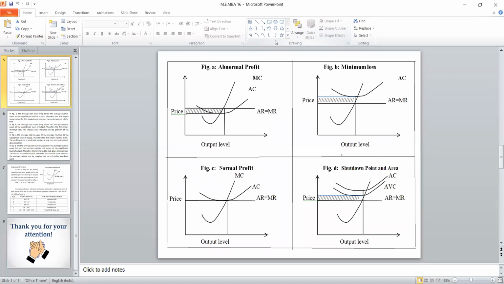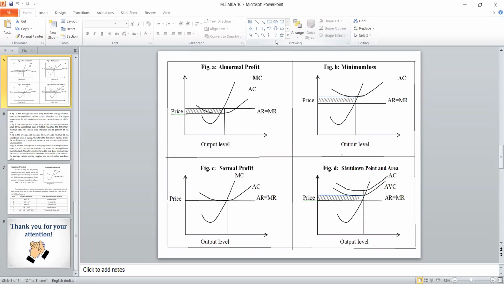In the very first one, when AC is lying below the AR, there is abnormal profit. AC lying above the AR, then it is loss. AC is having tangency with the AR at the equilibrium point, then he is enjoying the normal profit. Suppose the average revenue is less than not only the average cost but also the average variable cost, that point is called shutdown point, and that area is called shutdown area. So these are the four profit positions.